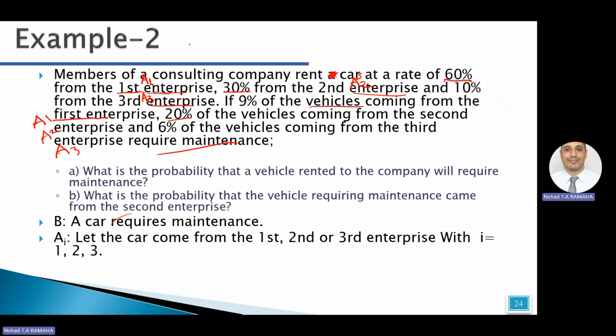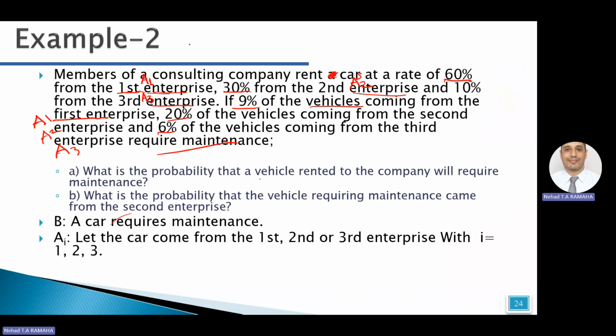require maintenance. So this is a maintenance rate. What's the probability of the car from a specific one needing maintenance? 90% of A1 need maintenance, 20% from A2 need maintenance, 60% from A3 need maintenance. Okay. It looks complicated, yes, but it's an easy one. You just need to follow the simple steps.